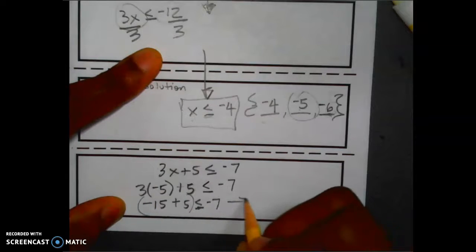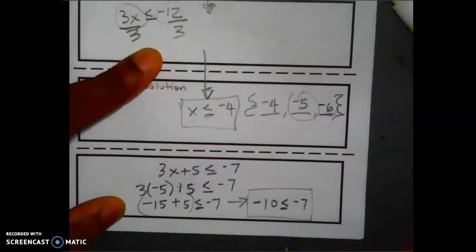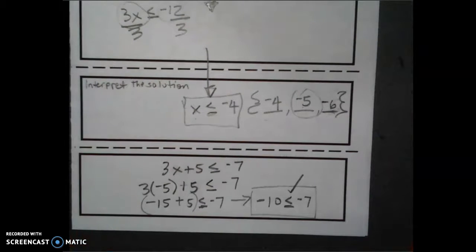Now ask yourself, is this statement correct? In fact, it is, because -10 is less than -7, less than or equal to -7. So it's not equal to, but it is less than or equal to. That's a conditional statement, everybody. Anyway, that was just a very quick tutorial on review on our two-step inequalities and equations.